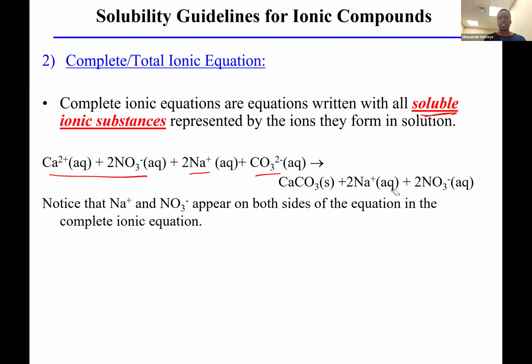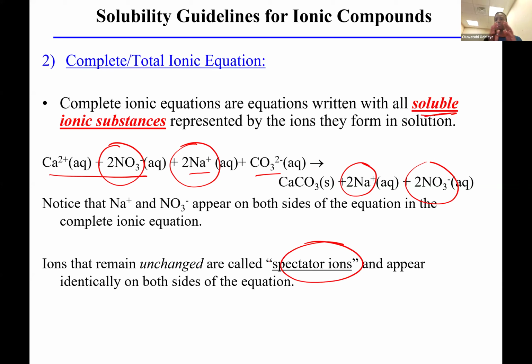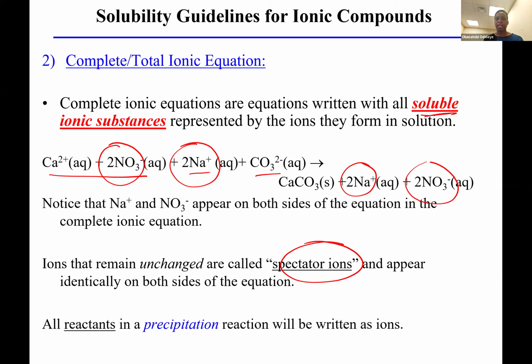If you look at this, you'll see that I have nitrate and sodium on both sides. We call these spectator ions. Okay, so if I have ions that appear on both sides of the equation, I call them spectator ions. They're essentially just spectating because they don't take part in the reaction, which is why they say as ions. Okay. In a precipitation reaction, all your reactants should be aqueous and so should be written as ions. Okay, so they should all be aqueous to form your precipitate.